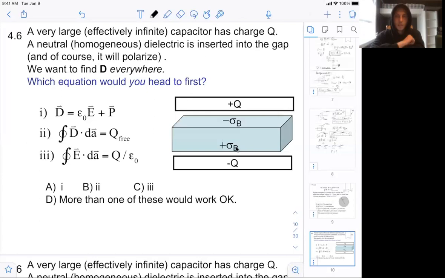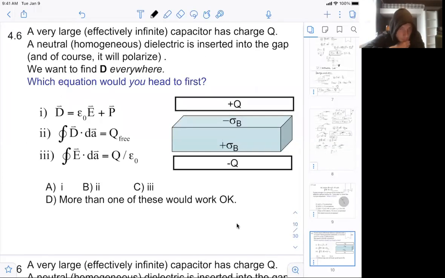Okay, 10 more seconds if you haven't voted already. All right, let's go ahead and take a look. So which of these equations would you head to first?